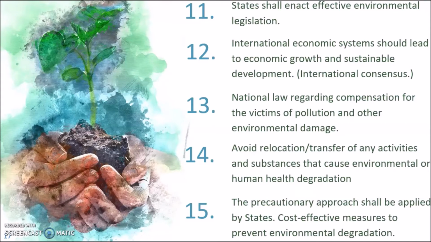Principle 13 established that there must be ways in which the victims of ecological pollution and ecological damage should be compensated by the one that produced the damage. Principle 14 talks about avoiding moving or transferring dangerous substances for health and the environment. It could be products from industries, nuclear plants, or also biological wastes.